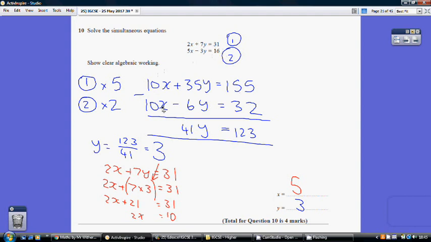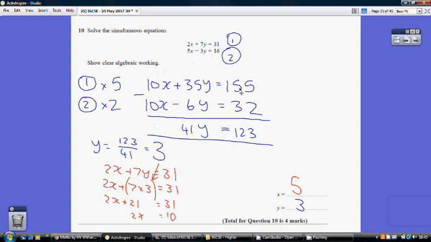Now, in order to eliminate the 10x's, I need to take them away from each other. So I'm going to take the bottom equation away from the top equation. So 10x take away 10x is nothing. That's the whole point. 35y minus 6y, so minusing a minus is a plus. So that's actually 35y plus 6y, which is 41y.